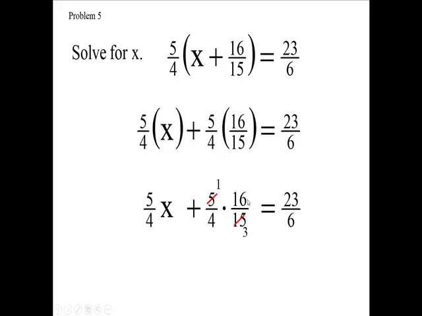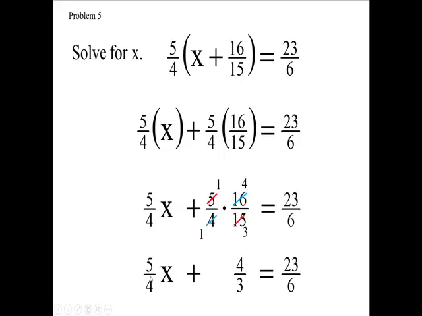Now how about these two? You can divide both of them by 4, couldn't you? What's 16 divided by 4? And 4 divided by 4. So we have our 5/4 x plus, and 1 times 4 is 4, and 1 times 3 is 3. So you end up with 4/3 equals 23 over 6.